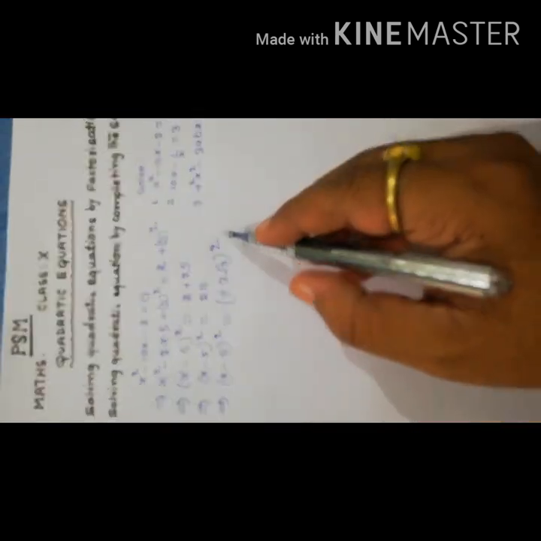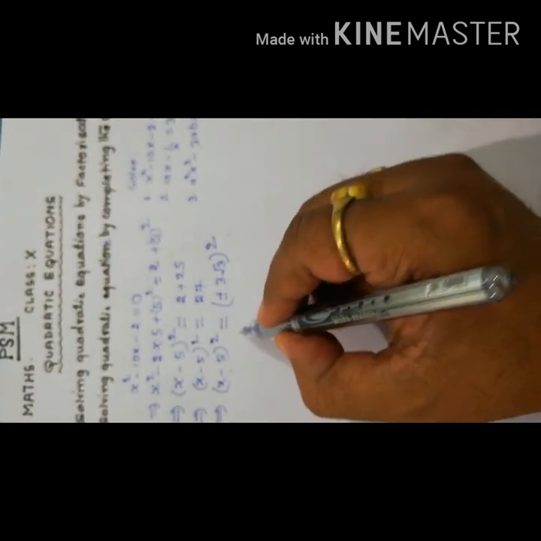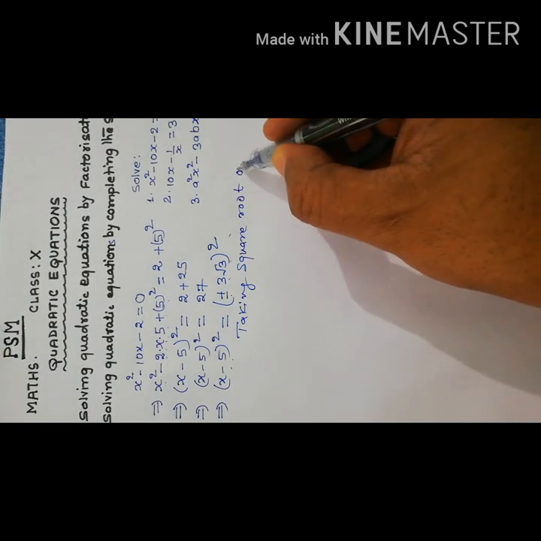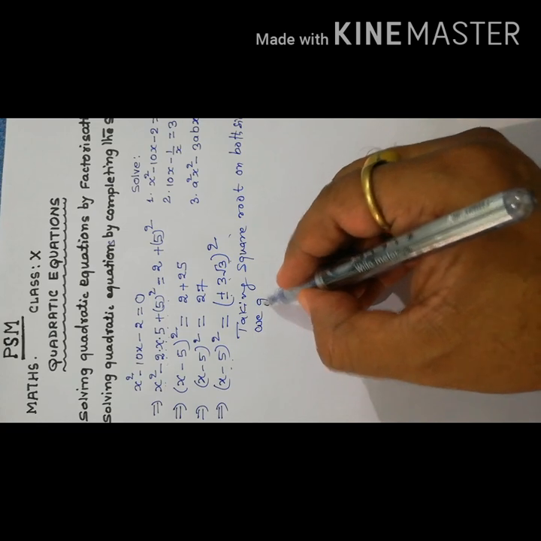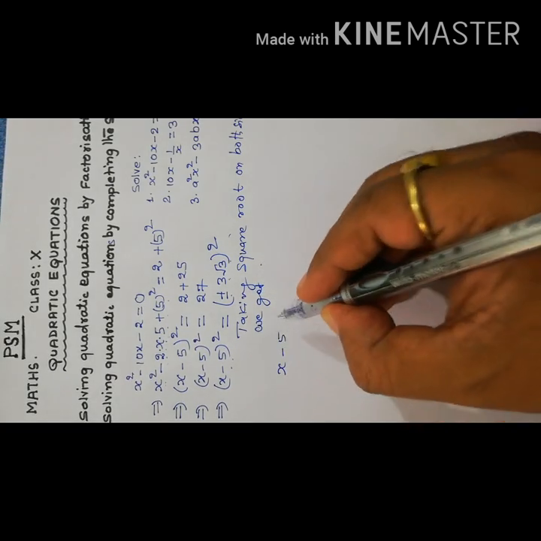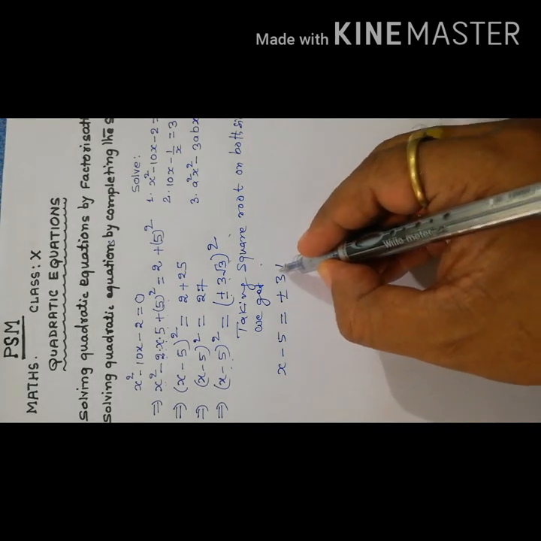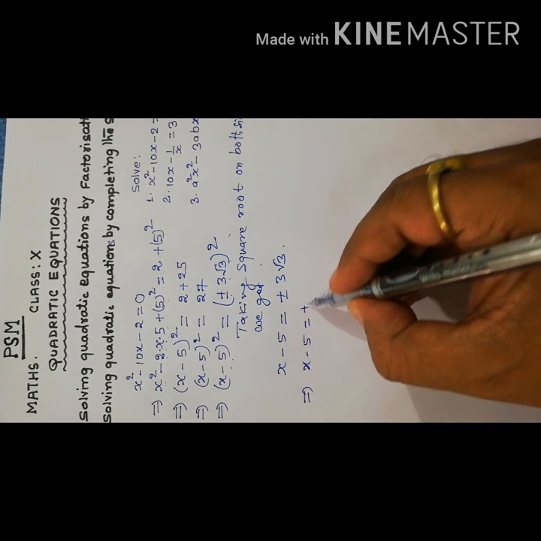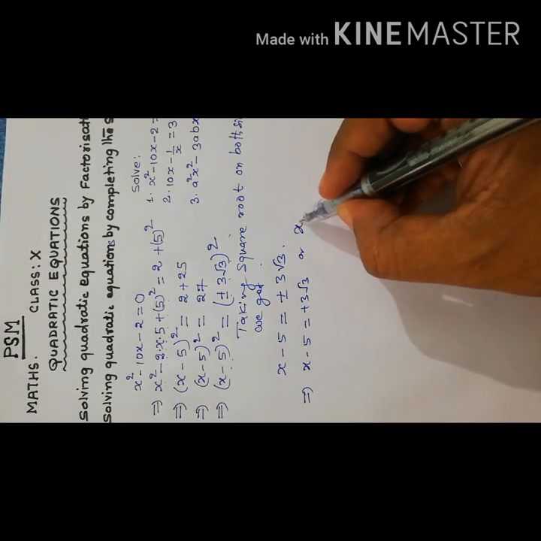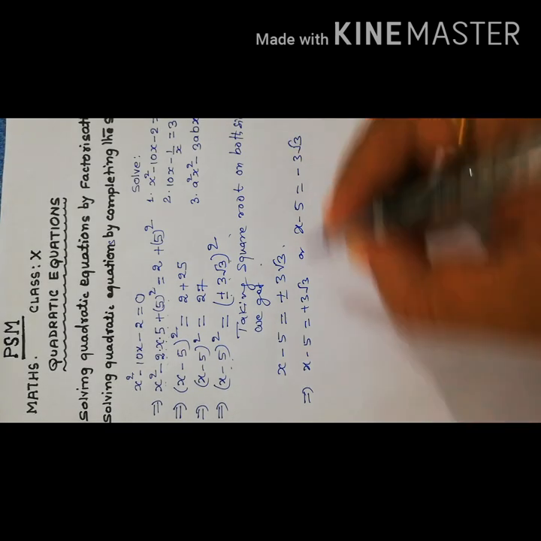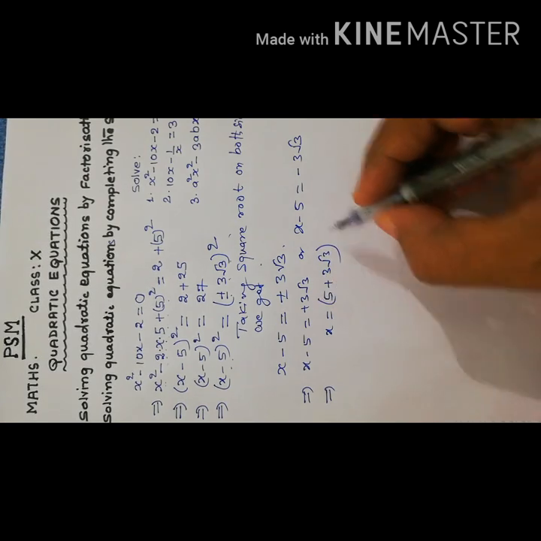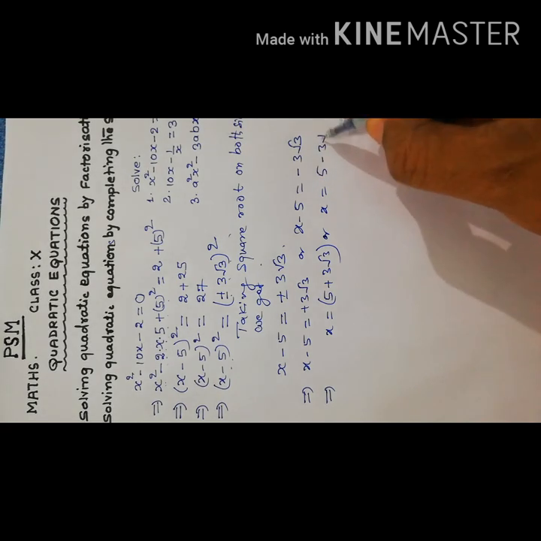Now on both sides we have a square, so taking square root on both sides, we get x minus 5 is equal to plus minus 3 root 3. This implies either x minus 5 is equal to plus 3 root 3 or x minus 5 is equal to minus 3 root 3, and the value of x is 5 plus 3 root 3, or x is equal to 5 minus 3 root 3.